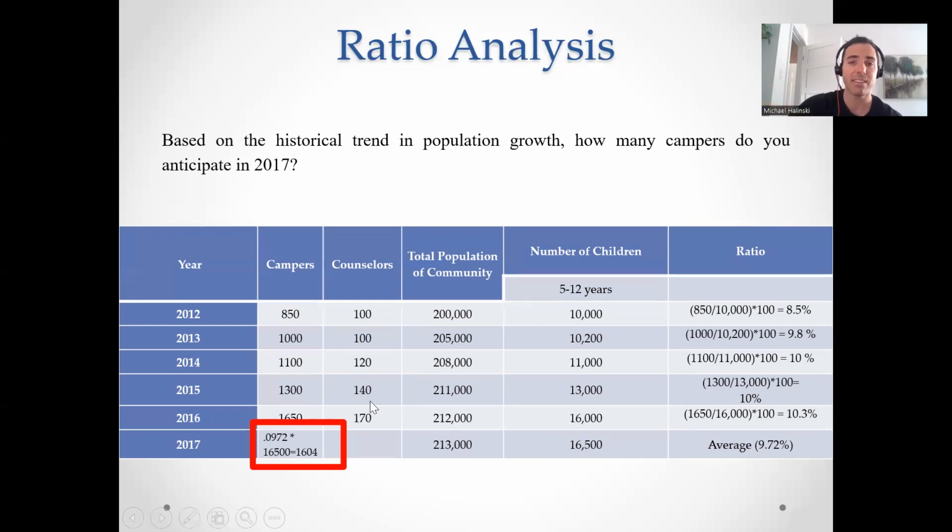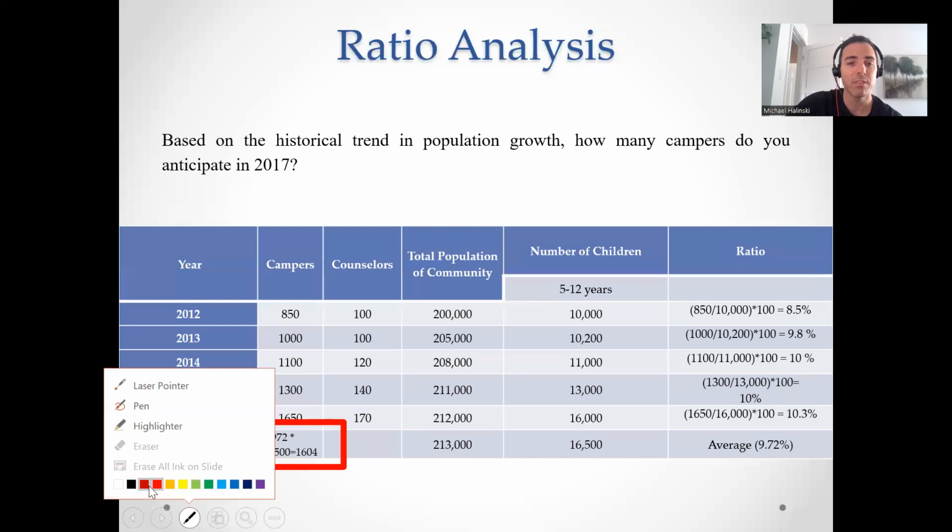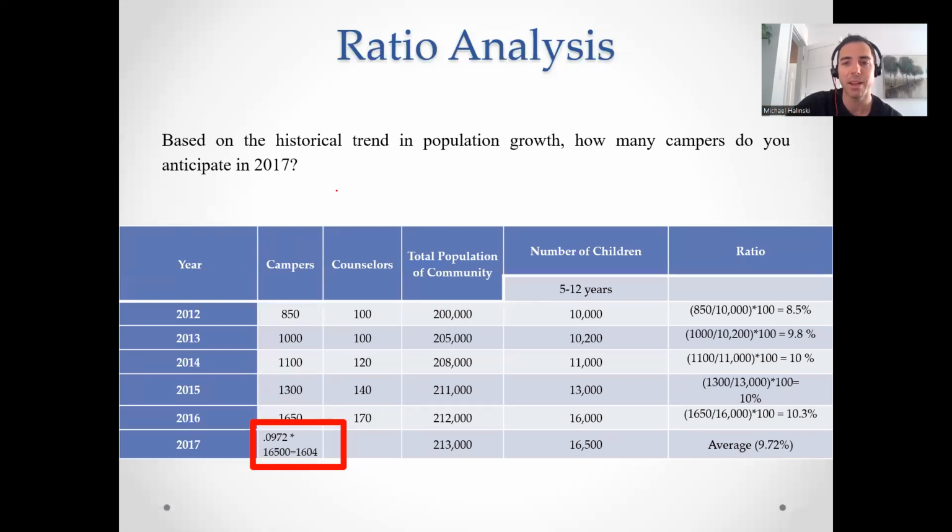Some of you might also be asking, why am I multiplying it when the ratio previously was dividing it? One thing you might consider here: if we look at, again, campers over number of children equals the ratio. What we're trying to figure out is the number of campers, C. If that's the ratio algorithm we've been using and we don't know this number, this C, in order to do this, we're going to multiply both sides by this number piece. So the ratio times number gives you the campers. That takes you to the 1604.